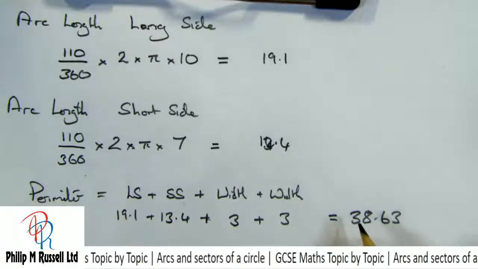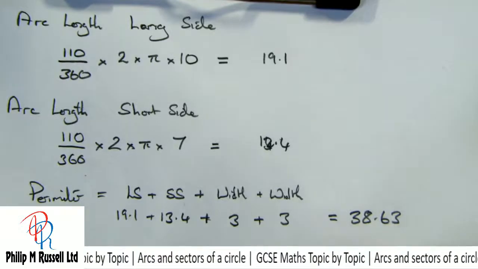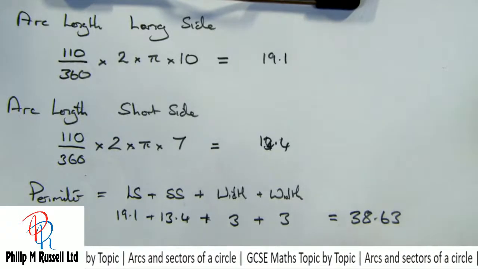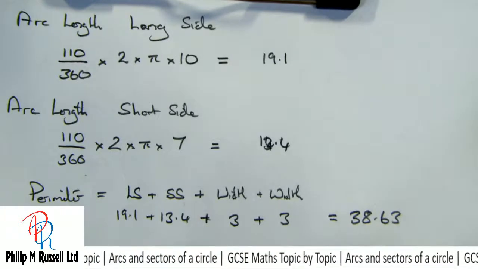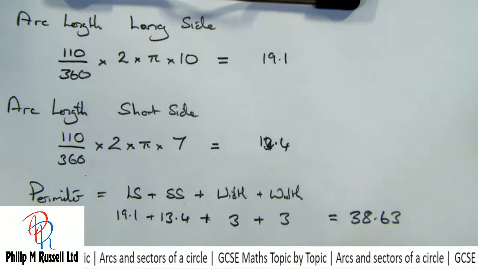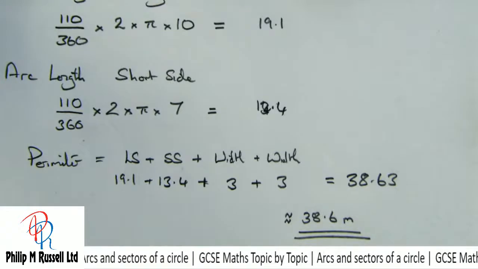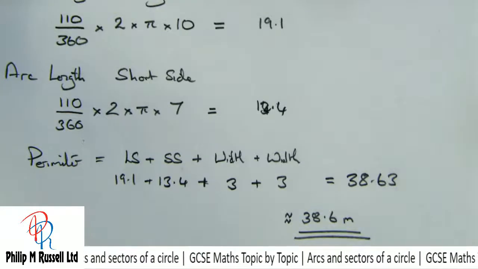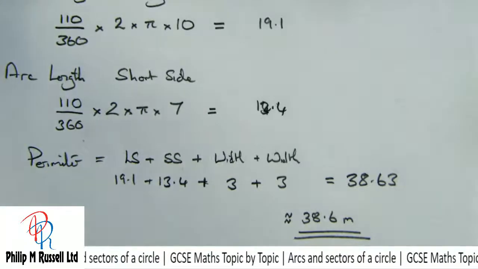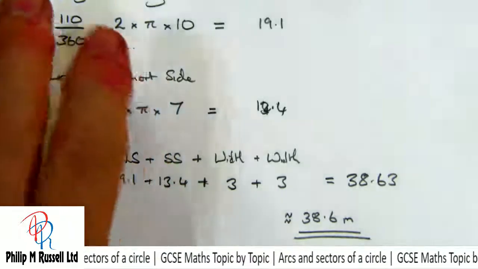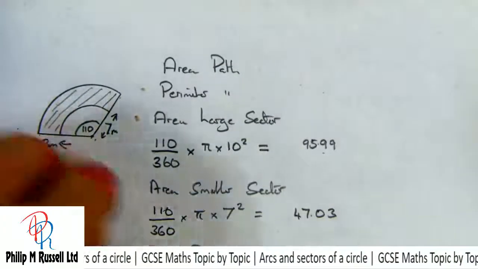And that gives me my answer, which is going to be approximately equal to 38.6 meters. And we've managed to do that awkward sort of problem, trying to work out the area of a path.